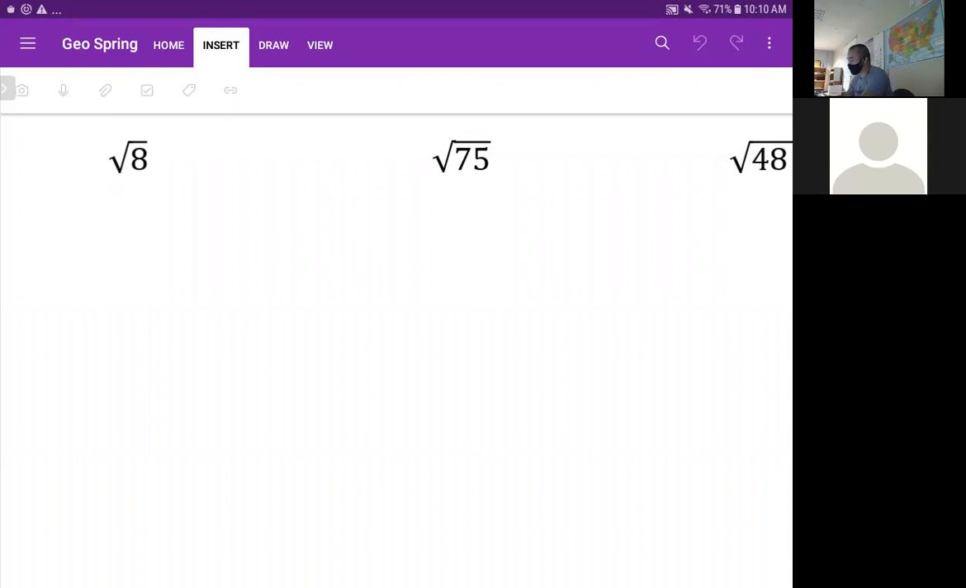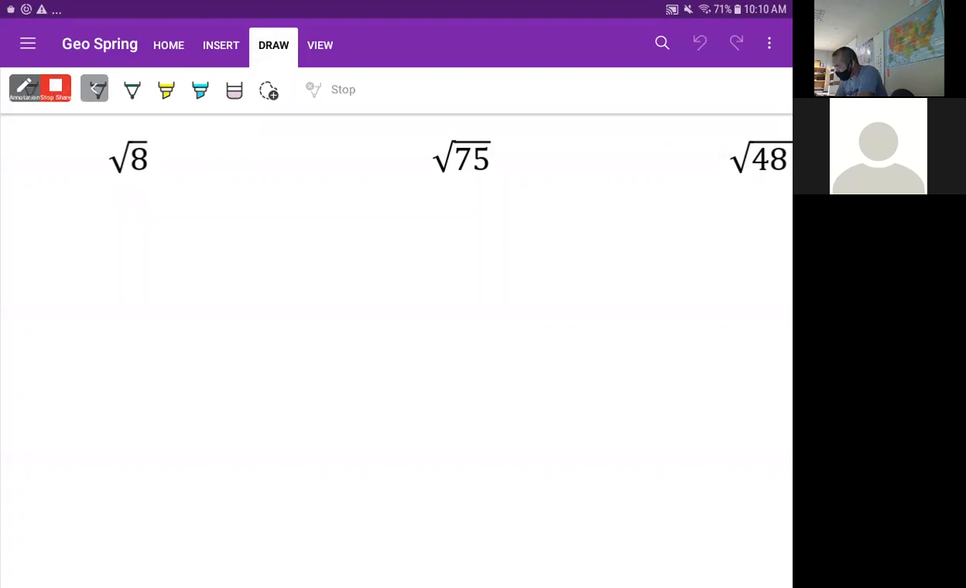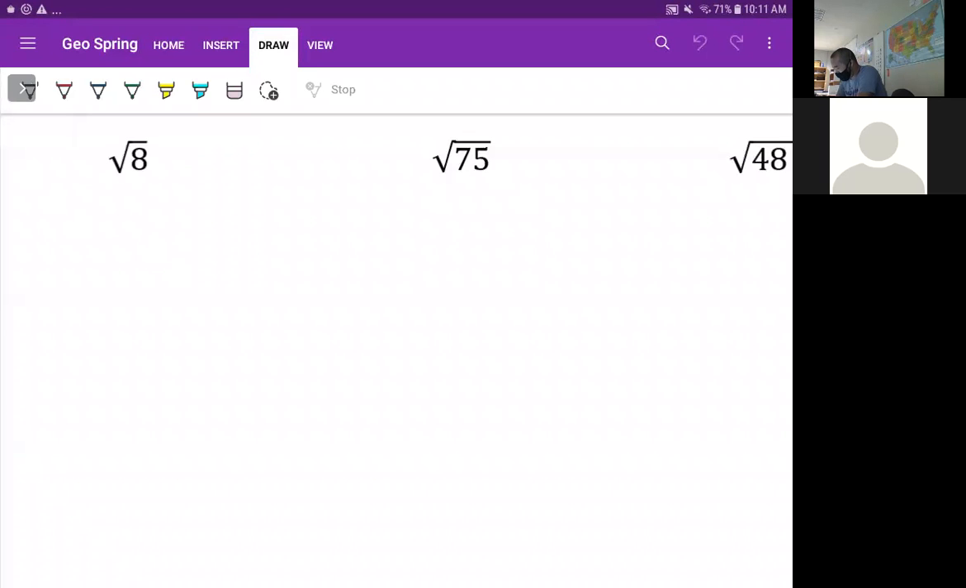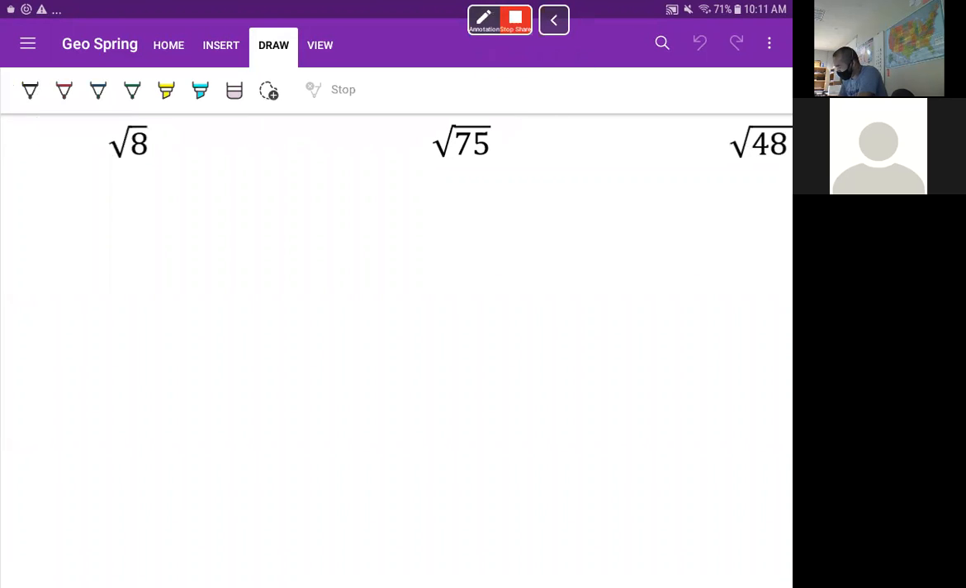So, simplifying radicals. We'll start with this 8 here. I'm going to show you two ways to do this. This 8, you can do what's called the prime factorization. It'll be the red way. So let's break this up into the easiest numbers we can. So let's do 2 and 4.